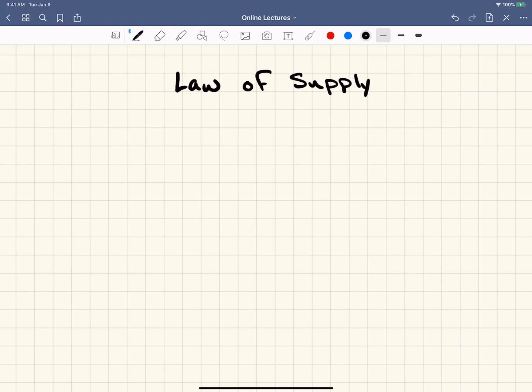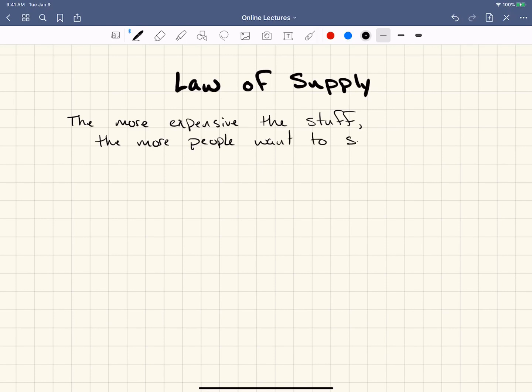The law of supply simply says this: the more expensive the stuff, the more people want to sell the stuff. Okay, and let me say that again. The more expensive the stuff, the more people want to sell the stuff. I'll write it down. The more expensive the stuff, the more people want to sell the stuff.